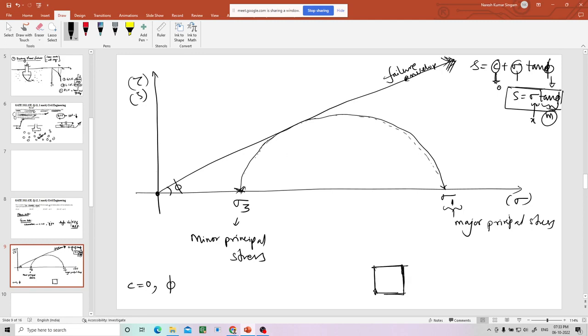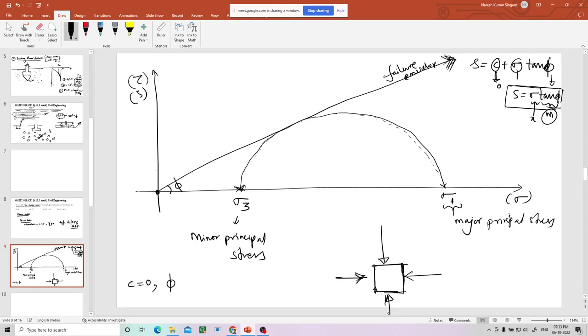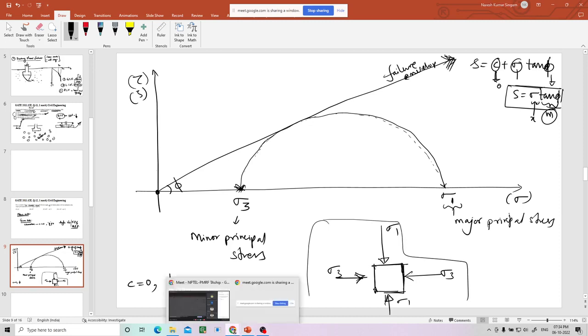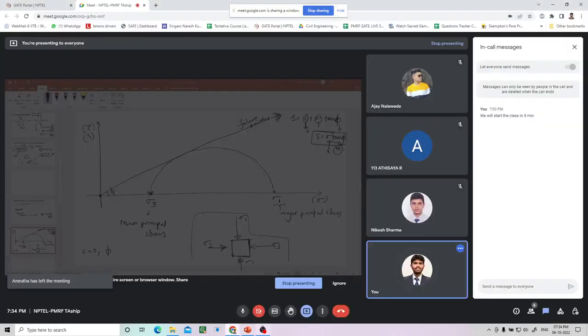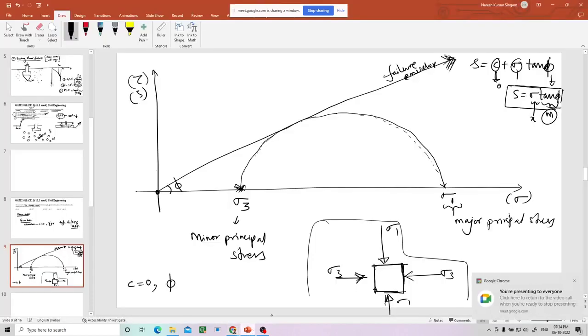Okay, so now let us take an element. Just give directions of the major principal stress and minor principal stress. You just give any direction. You can give this sigma 3, sigma 1, or you can give here sigma 3, here sigma 1, no issues. So this is sigma 3, this is sigma 1. Now according to this element, we will find out where is the pole, according to the directions of the stresses.